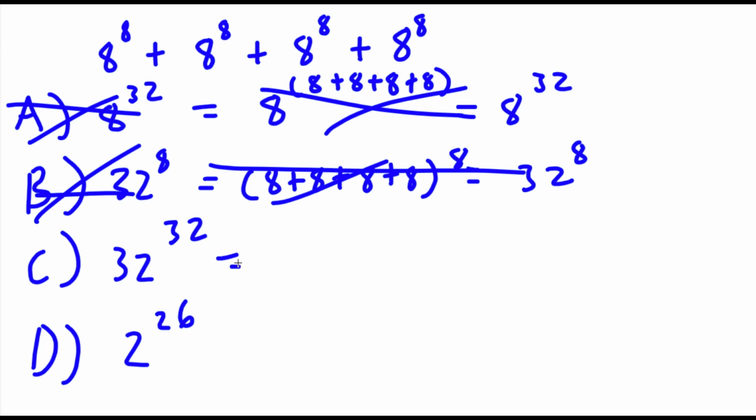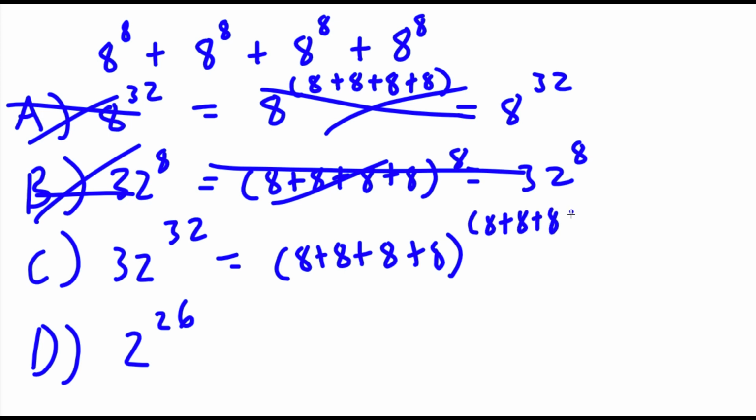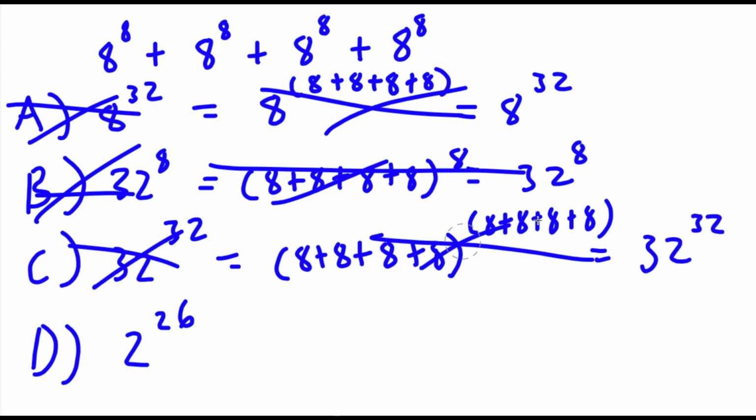Now, for 32 to the power of 32, they did both. They added all the exponents and the bases. So they did 8 plus 8 plus 8 plus 8 to the power of 8 plus 8 plus 8 plus 8. And they got 32 to the power of 32. And this method is wrong as well.